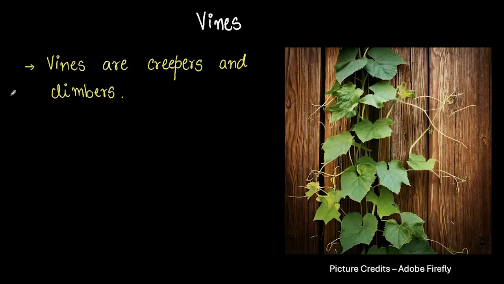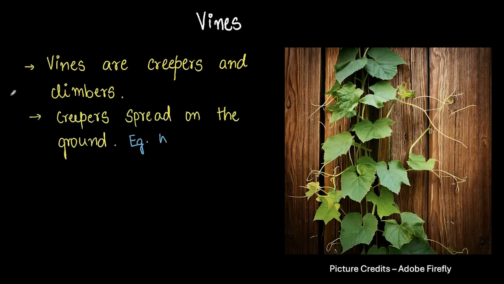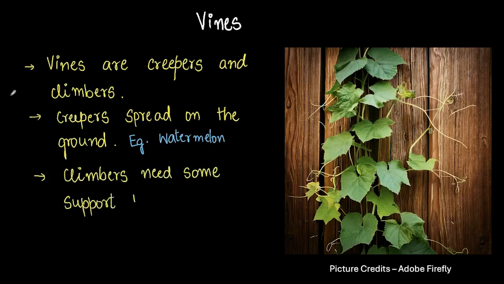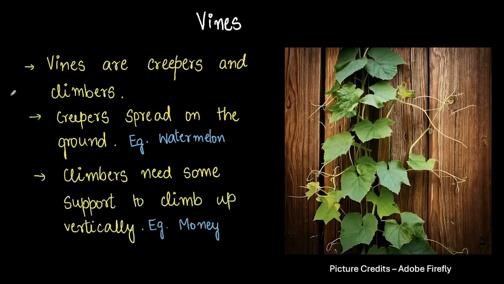The last type is vines. Vines are of two types. You have creepers and climbers. Creepers usually grow horizontally on the ground. They spread out. An example here is watermelon. Whereas climbers, on the other hand, climb up vertically and grow upright. But they do need support. Like, for example, a money plant. It usually needs a support around which it coils up, like you can see in the picture.